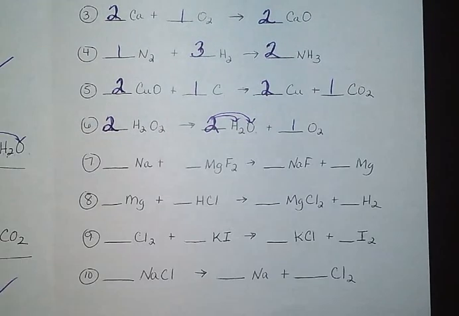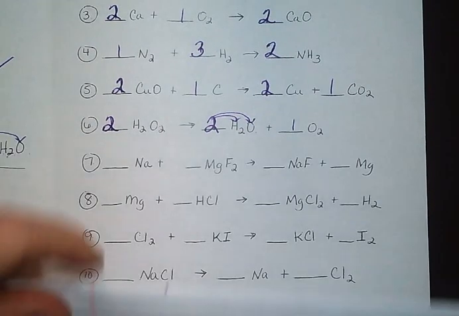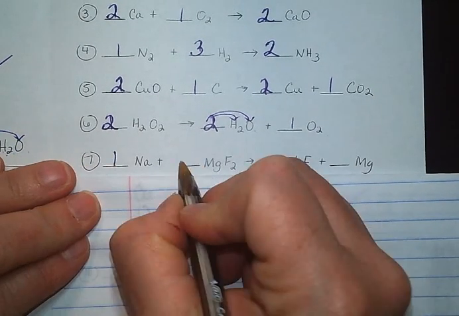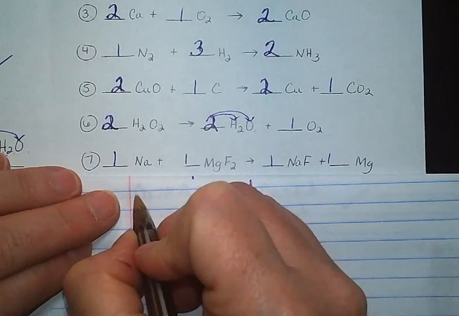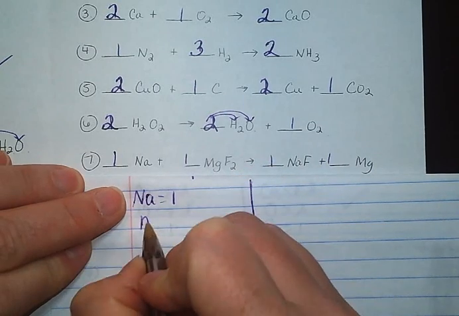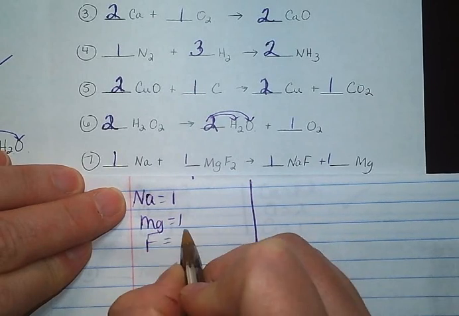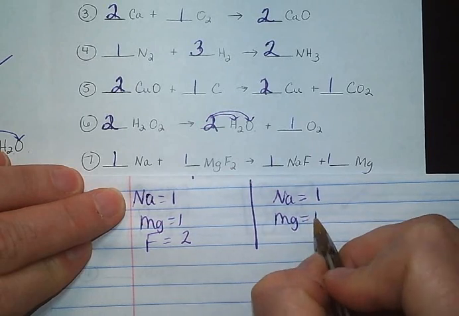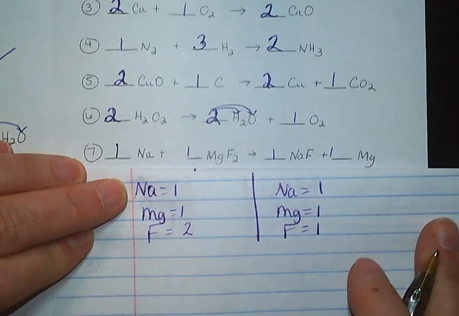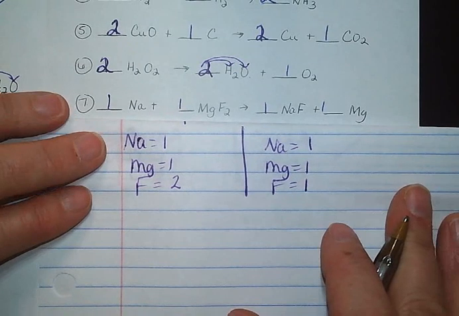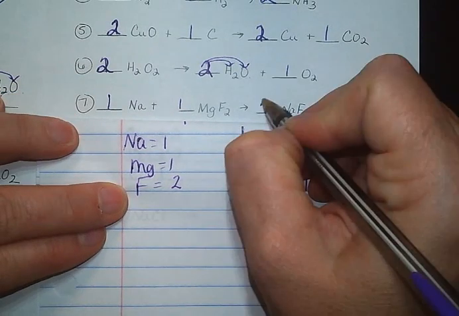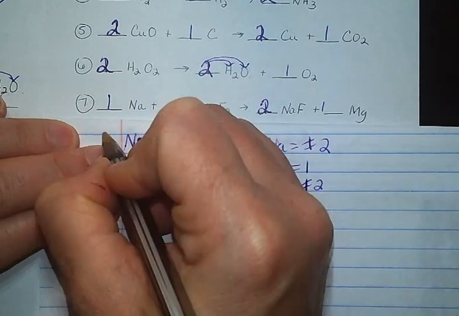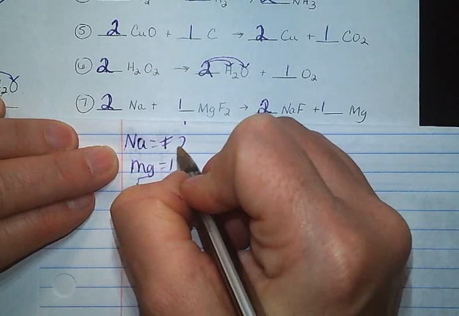All right, number 7. I have sodium plus magnesium fluoride. So if I do this and get my counts, sodium is 1, magnesium is 1, and fluorine is 2. Sodium is 1, magnesium is 1, and fluorine is 1. So I need to get my fluorines in balance. So if I put a 2 here, that changes fluorine to 2, but it also changes my sodium to 2. So I have to come back over and change to 2 and 2, and I'm balanced.